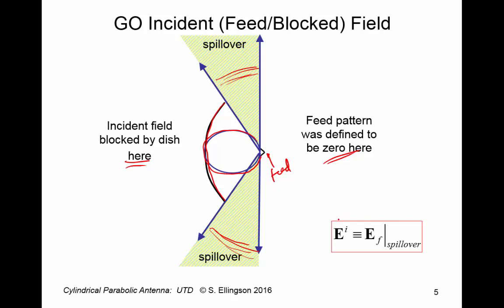So the geometrical optics incident field, which we'll name E super I, is by definition here the feed pattern, but evaluated only in the region where there's spillover. Again, this is the field that is radiated directly from the feed that makes it into the far field.